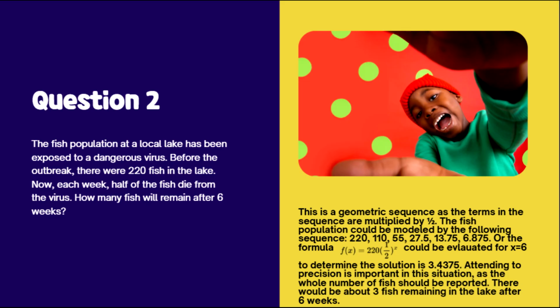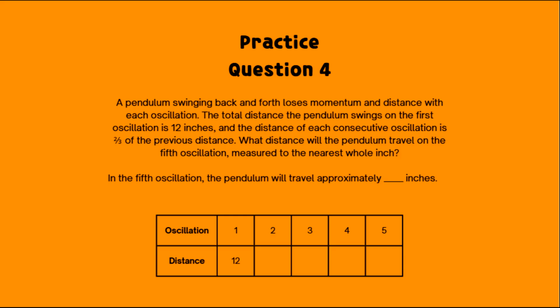Attending to precision is important in this situation as the whole number of fish should be reported. There would be about 3 fish remaining in the lake after 6 weeks. Okay, end of the lesson.